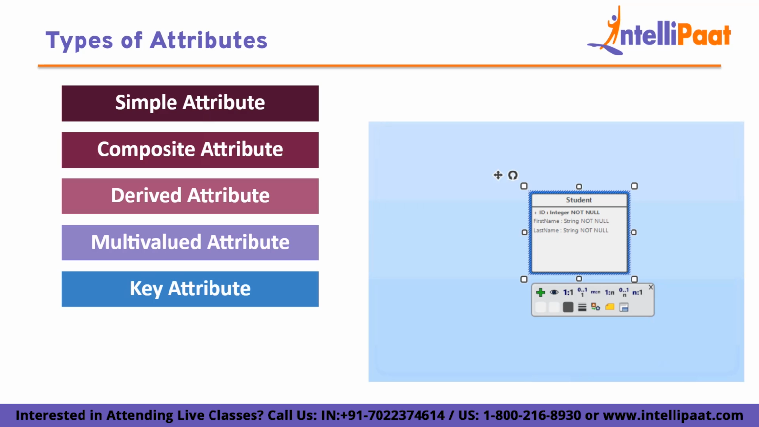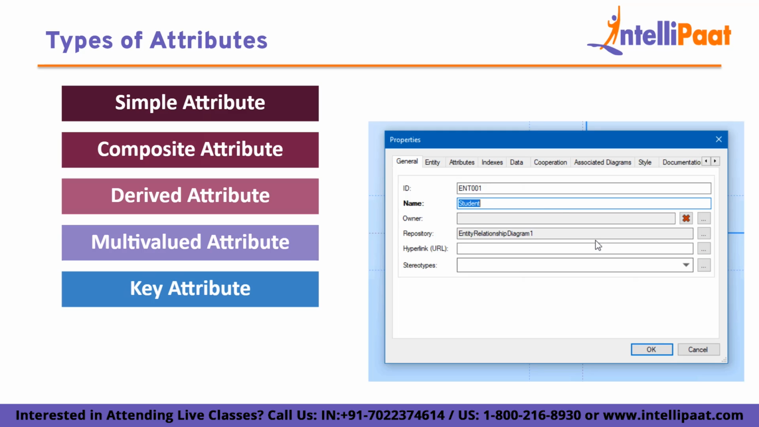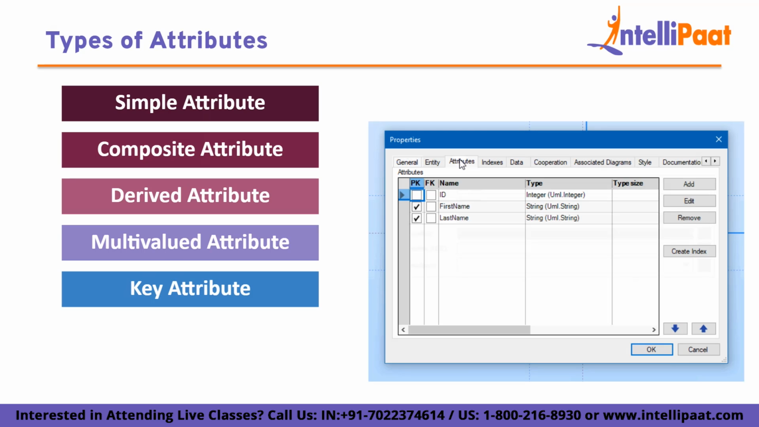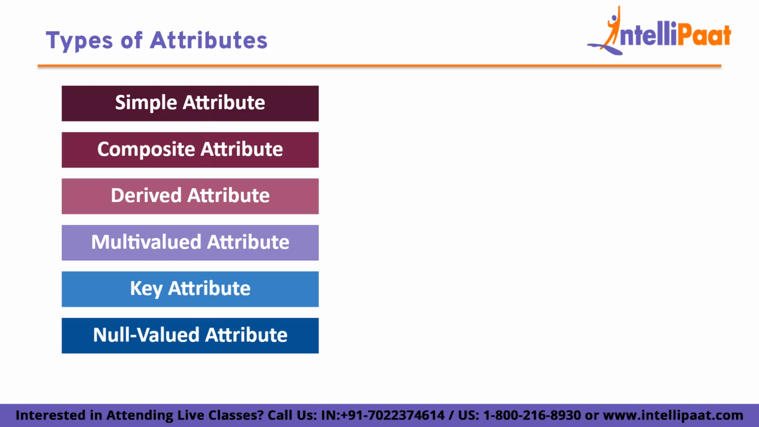It helps distinguish one entity instance from another and ensures the uniqueness of each entity. For example, in a student entity, the student ID attribute can serve as a key attribute. Moving on to the next type of attribute, that is null-valued attribute.